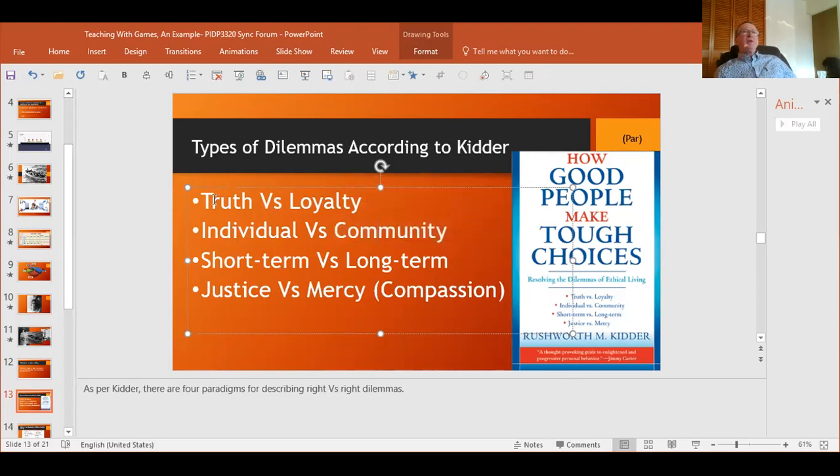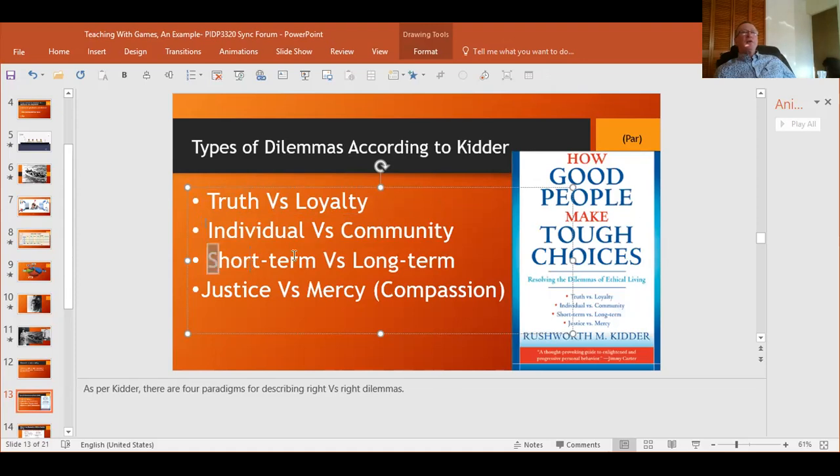It's the same with truth versus loyalty. You tell the truth, or you are loyal to your employer, for example. Whistleblowers are typically involved in telling the truth or staying loyal to their employer, right? So that's an example of that kind of dilemma. Short term versus long term: in the short term, you can go skiing with your family, or you stay at home and work on your assignment, right? That's an everyday life kind of dilemma.